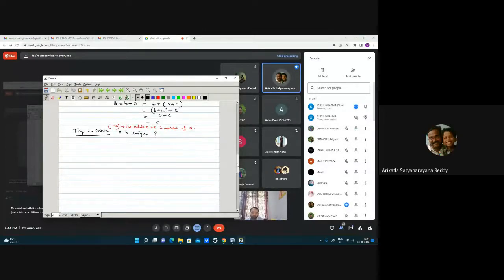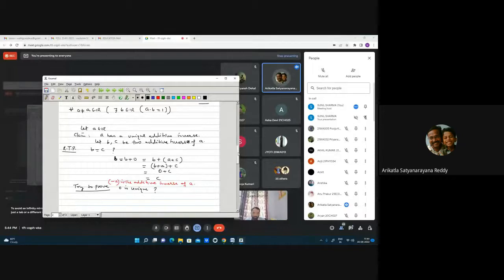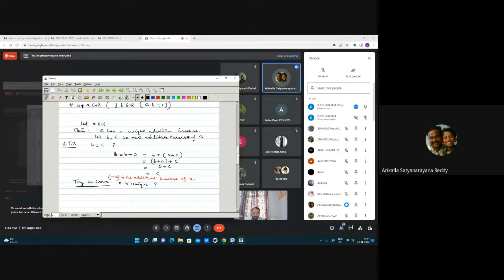So did you understand why we first took minus A? We proved that every element has a unique inverse. So the additive inverse of 2 is -2, the additive inverse of 3 is -3. Like that, for any real number A, the additive inverse is -A. Yes, sir. What is the multiplicative inverse? How do you denote it?